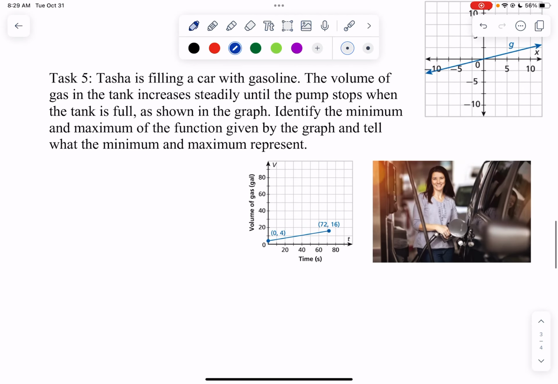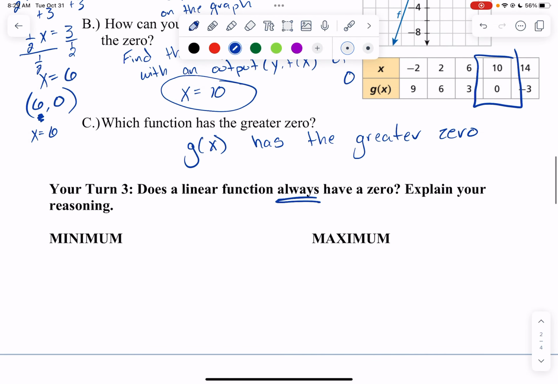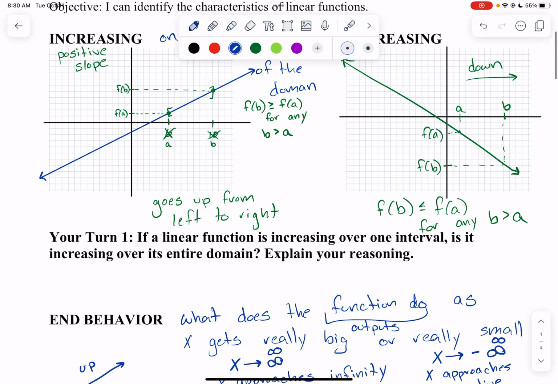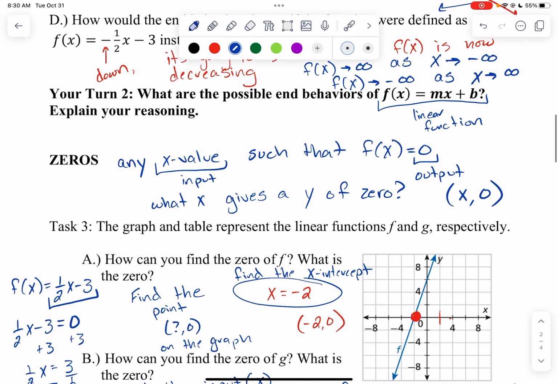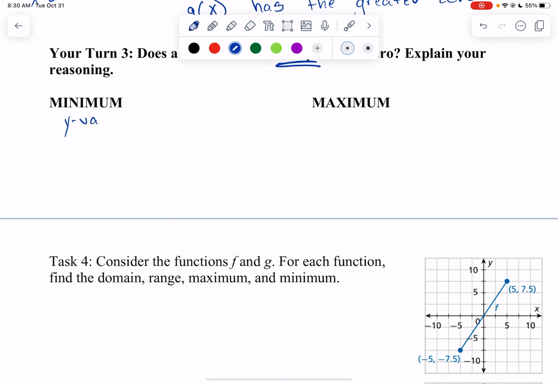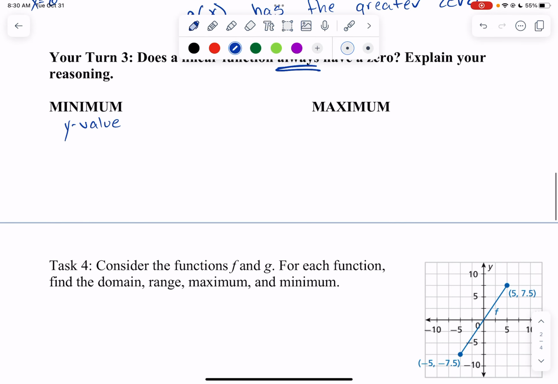We have one last thing to discuss here, characteristics of functions. We talked about increasing or decreasing, end behavior, and zeros. Now we're going to talk about minimums and maximums. A minimum is a y value. Our zeros were x values. Our minimums and maximums are y values. The minimum is the y value of the lowest point.